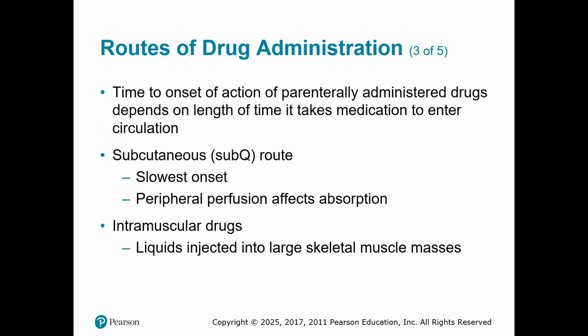Routes of drug administration: time to onset of action of parenterally administered drugs depends on the length of time it takes the medication to enter the circulation, right? Makes sense, right? Something going PO is going to take a little longer to react than something going IV. Subcutaneous route, the slowest onset, right? And there's a reason for that. Because the drug's got to go through all the layers of the skin before it gets to the muscle, and then it's absorbed into the circulatory system, right?